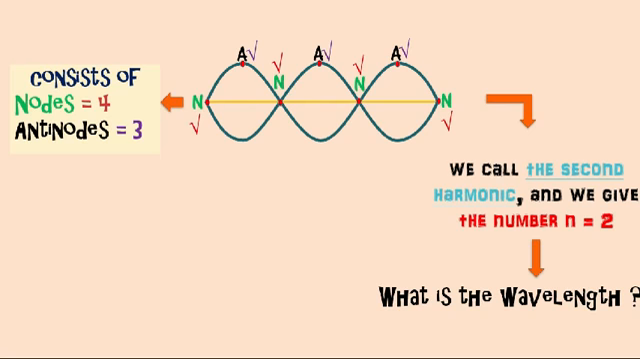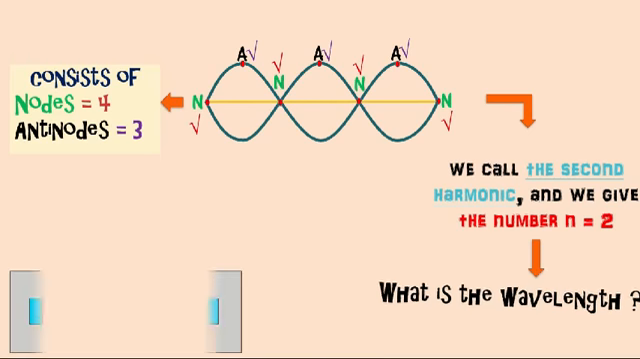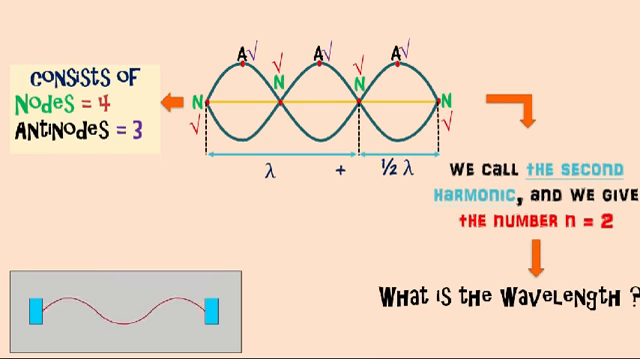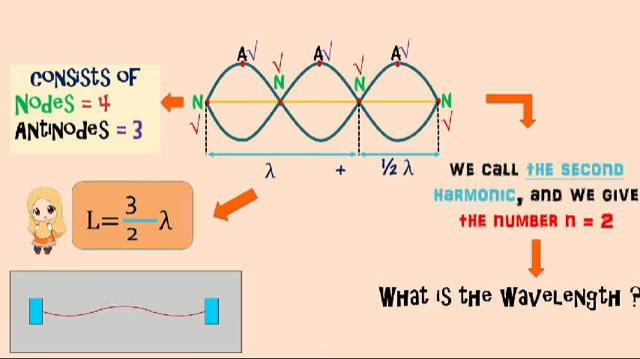What is the wavelength? If we observe this picture, we can see it consists of one wave plus 1/2 lambda. It means L equal to 3/2 lambda.